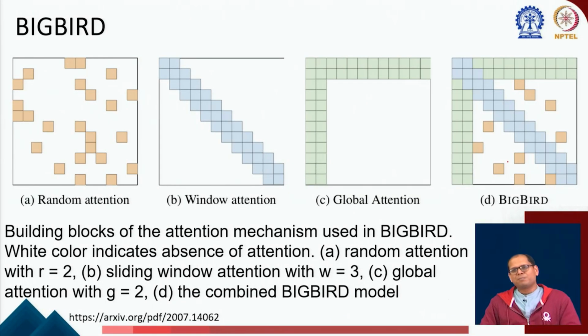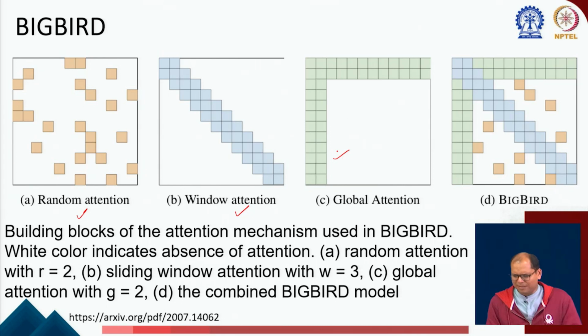Another very similar approach came as Big Bird, where they also tried to use multiple different kinds of attention. So they combined random attention and window attention. This is very similar. They didn't talk about dilation as such, but they have a sliding window and global attention, very similar to Longformer, and they combine all that.